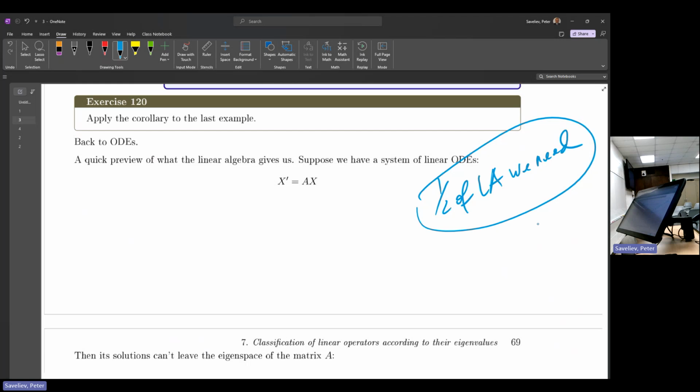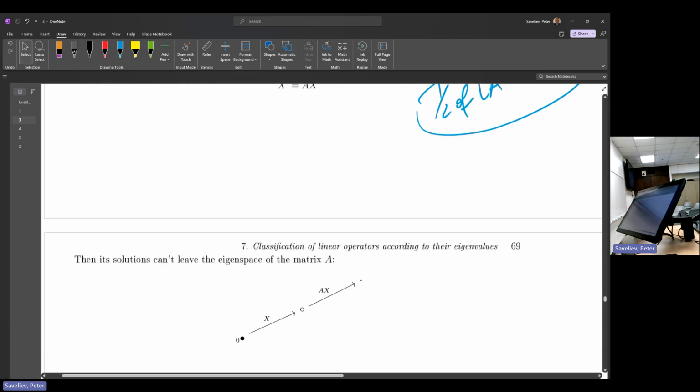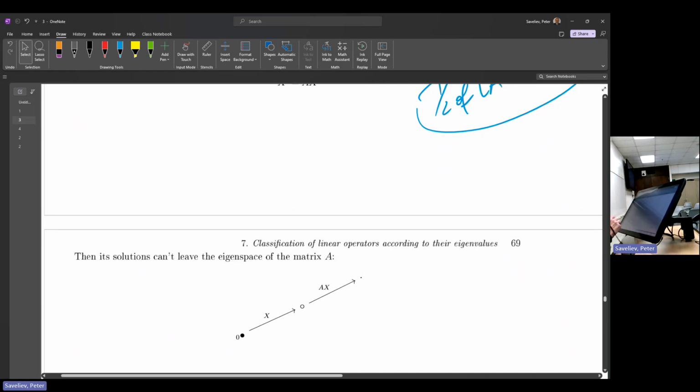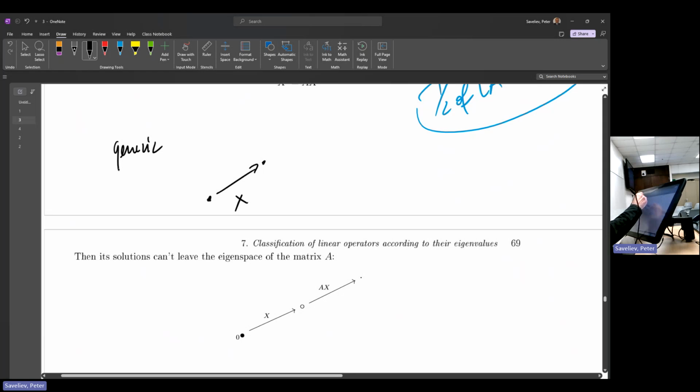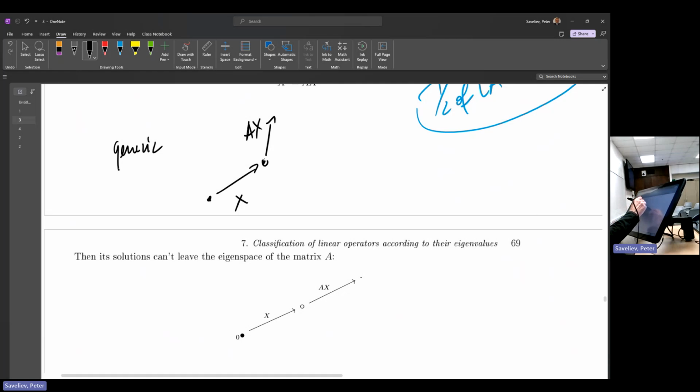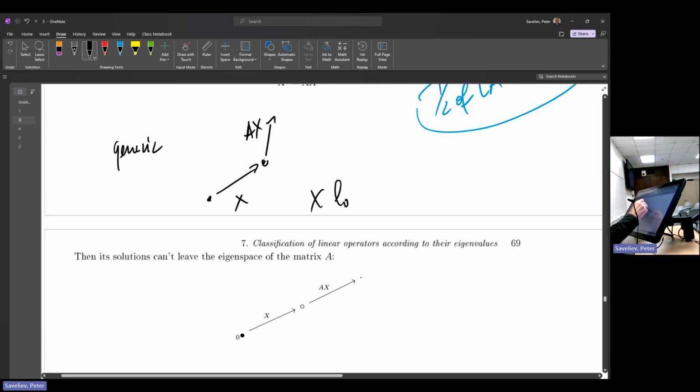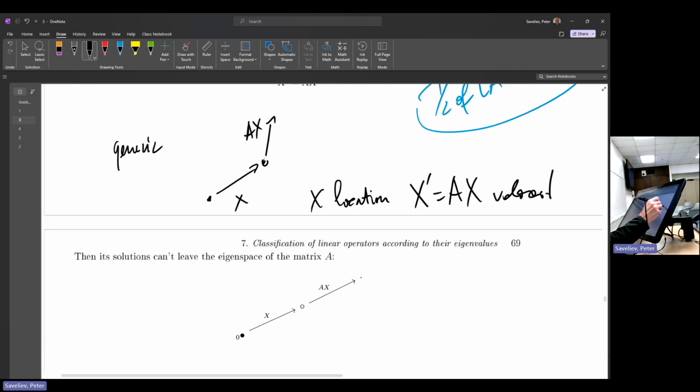So A is a 2 by 2 matrix, and this is the generic. No, this is non-generic. Generic looks like this. So the generic case is x prime equals Ax here. Okay, so that's generic. In reference to what? X. X is location, and x prime is the velocity. That's how we transition from linear algebra to differential equations.